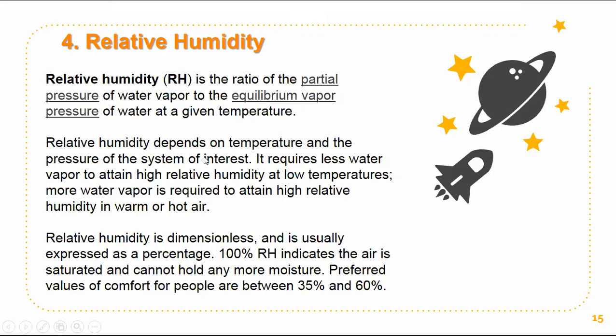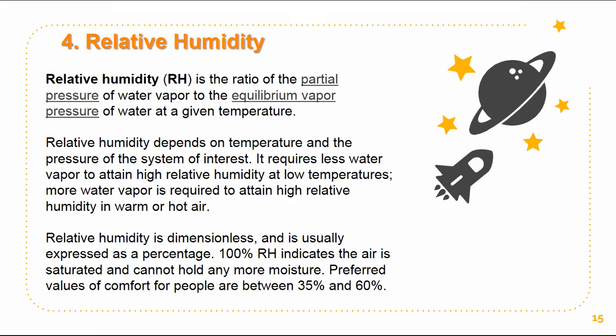So relative humidity depends on the temperature and the pressure of the system of interest. It requires less water vapor to attain high relative humidity at low temperature, and more water vapor is required to attain high relative humidity in warm or hot air. Relative humidity is dimensionless because we're measuring something relative to another, and it is usually expressed as a percentage. When you speak of 100% relative humidity, this indicates that the air is saturated and cannot hold any more moisture. It already holds the maximum water that it can for a particular condition.